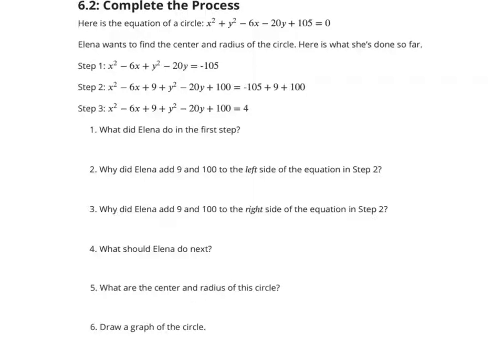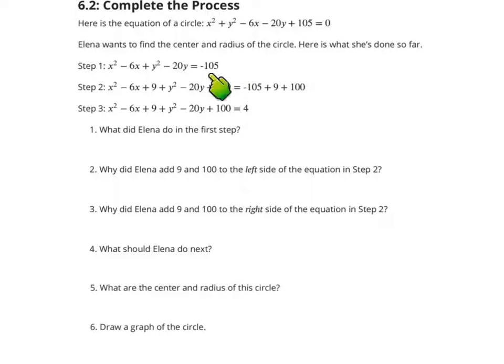We're going to be doing some more completing the square process. And this one we have the equation in its general format. So we have both the x squared and the y squared in the beginning. Then we have x's and y's. Then we have a number and it equals 0. And it says Elena wants to find the center and the radius of the circle, meaning she wants to write it in that special x minus h format.